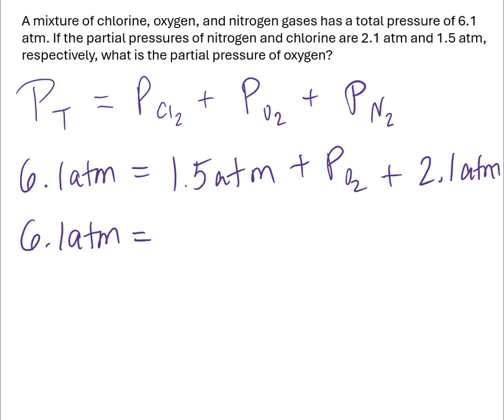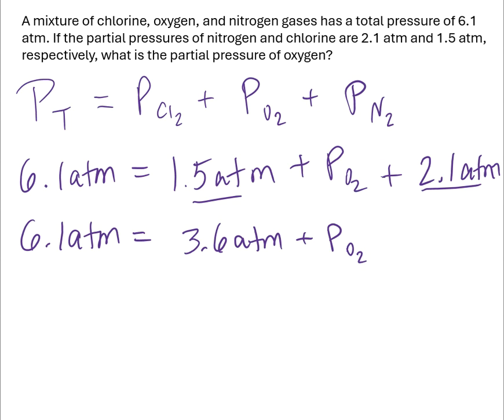I didn't do anything on the total pressure side of the equation. I can combine the partial pressures of chlorine and nitrogen. And so when I add that 1.5 and that 2.1, it gives me 3.6 atmosphere. I still don't know the pressure of oxygen.